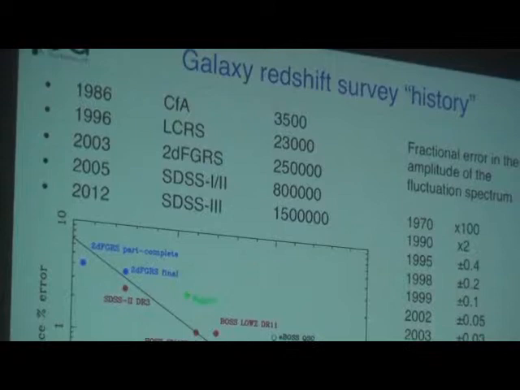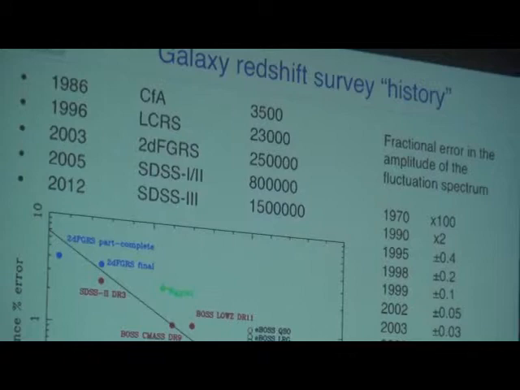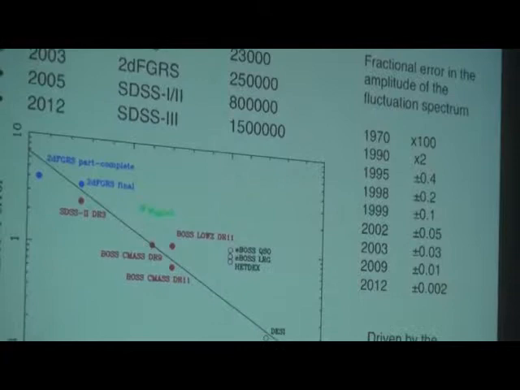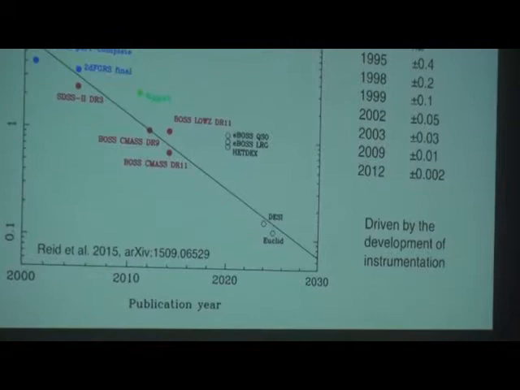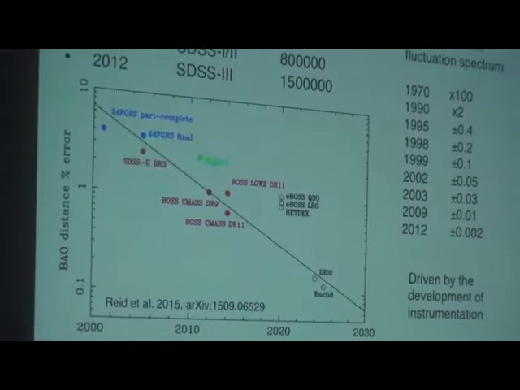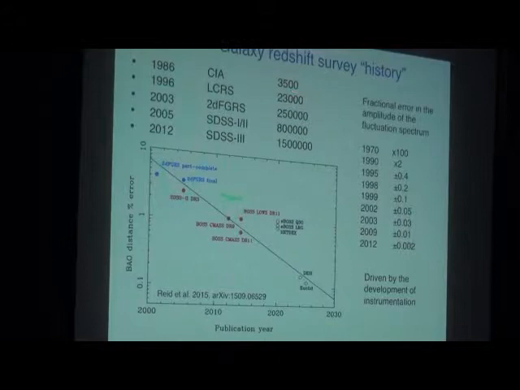This doesn't sound very impressive until you realize that they took these spectra using a single slit on a telescope. So they basically take these spectra one at a time by pointing the telescope at each individual galaxy, measuring spectra for that galaxy, and then pointing the telescope at the next galaxy. So you can see that taking 3,500 galaxy redshifts was a major undertaking. Taking 23,000 in the same way was an even bigger achievement.